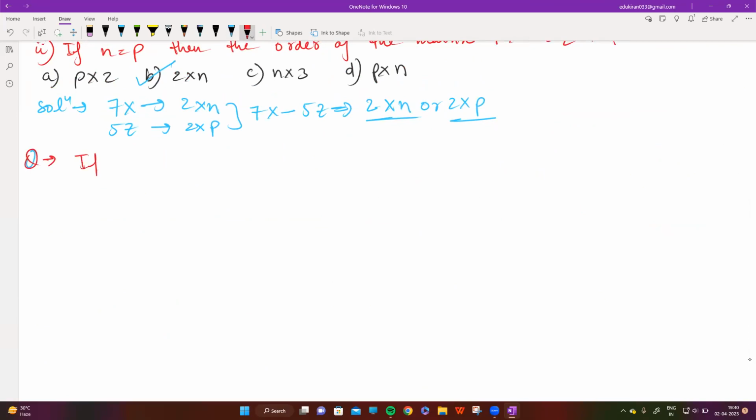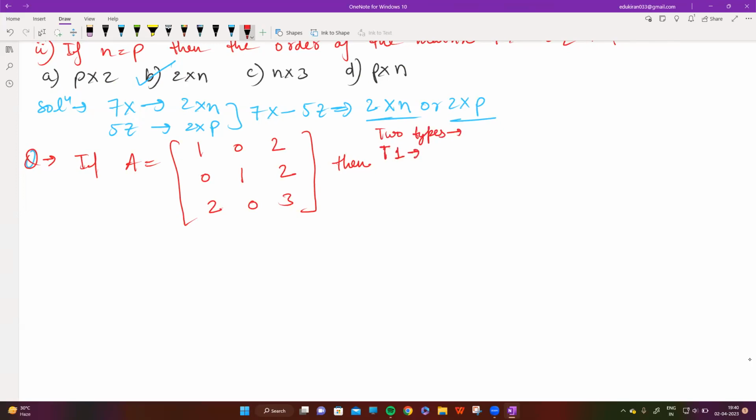So we are given a matrix, if A is equal to [1, 0, 2], [0, 1, 2], and [2, 0, 3], right? Then the question can be of two types. Either they'll ask you to prove something. Like in this case, I'm giving you: prove that some expression is equal to O, or something. They'll tell you to prove some expression.